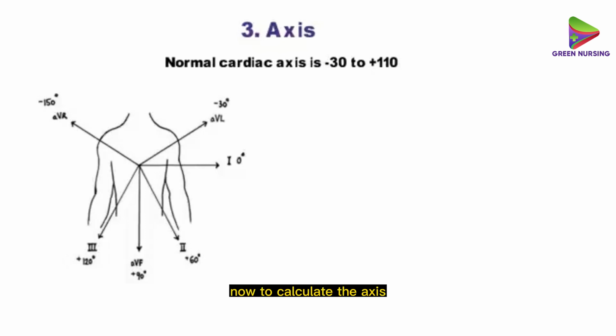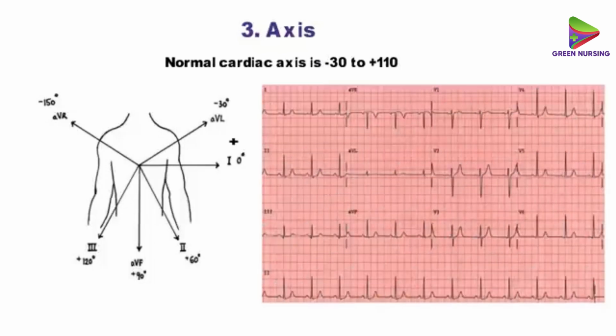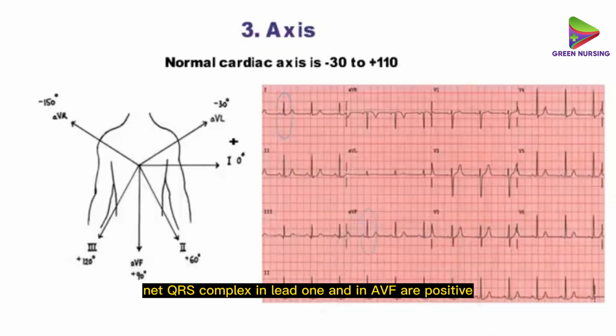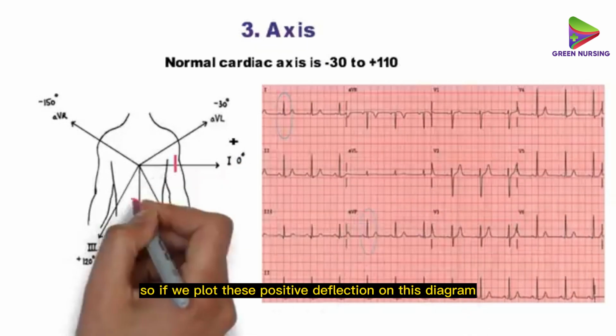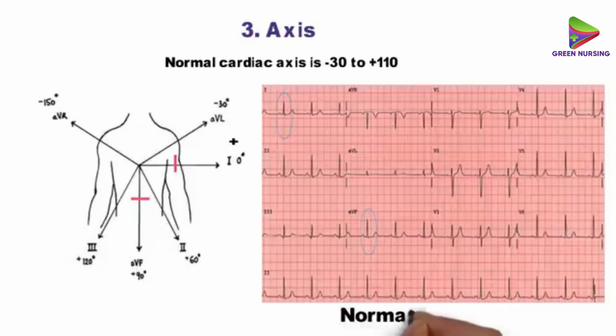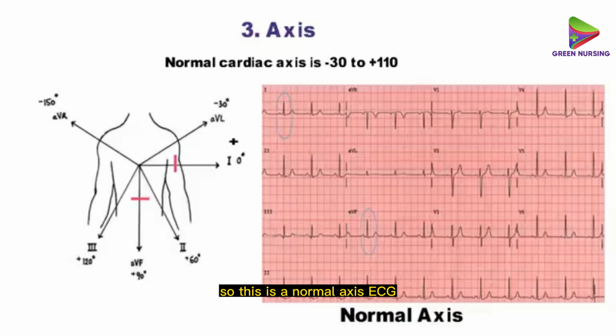Now to calculate the axis, most commonly we use perpendicular leads, that is lead 1 and aVF. In this ECG, net QRS complex in lead 1 and aVF are positive. So if we plot these positive deflections on this diagram, we will get a vector in the normal cardiac axis range. So this is a normal axis ECG.